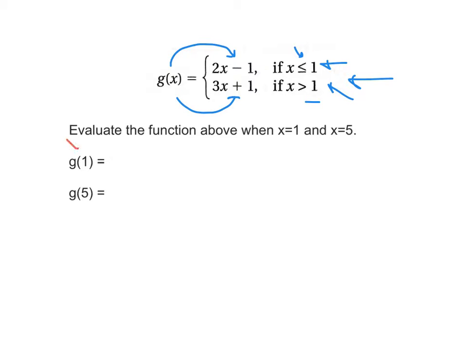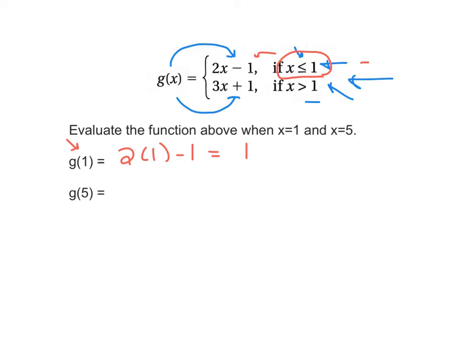They're going to say, okay, figure out what g of 1 is. So you got to figure out where to put the 1. G of 1, because it falls in here, it's either less than or equal to 1. It is equal to 1. I'm going to use that equation. So I'm going to say 2 times 1 minus 1. Work that out, you get 1. So g of 1 is 1.